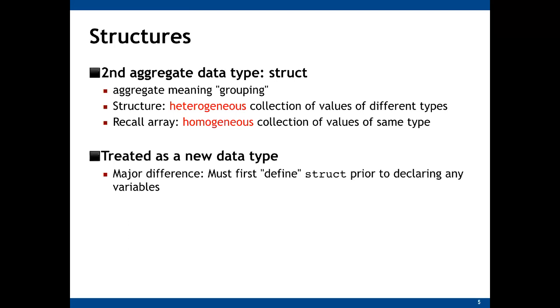Structure is similar to array in terms of storing a set of data or grouping different types of data. An array stores a set of data of the same type at continuous memory locations, so arrays are homogeneous collections. On the other hand, structure is a heterogeneous collection because it can store different types of data. And in order to use structure, you must first define it with the struct keyword. This is like defining a new data type.